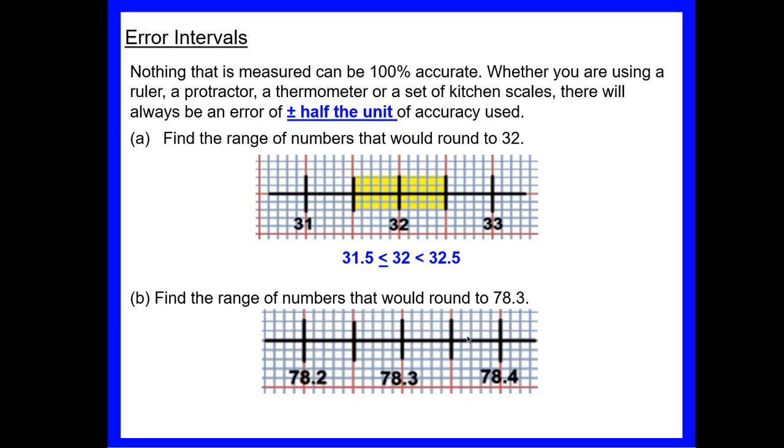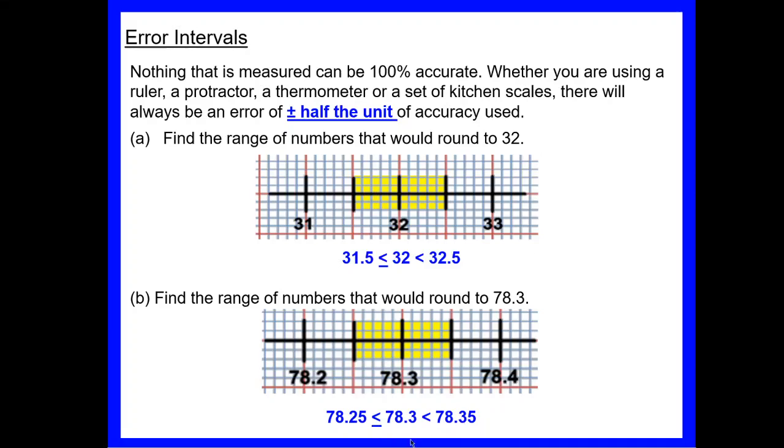But we need a halfway between these units. So halfway between 78.2 and 78.3 is 78.25. And halfway between 78.3 and 78.4 is 78.35. So those are going to be our two numbers. So our error interval is 78.25 is less than or equal to 78.3, which is less than 78.35.